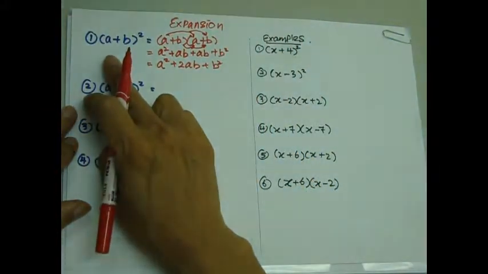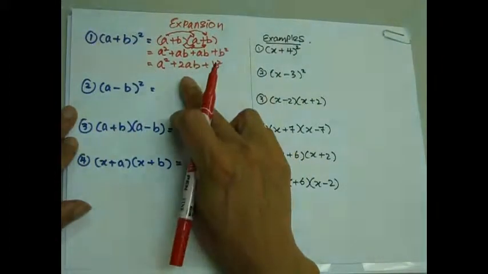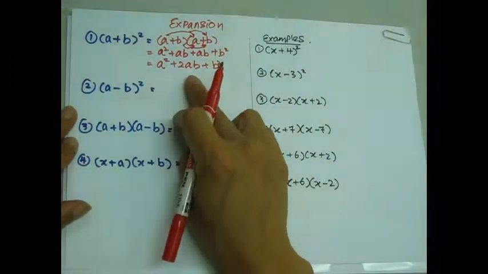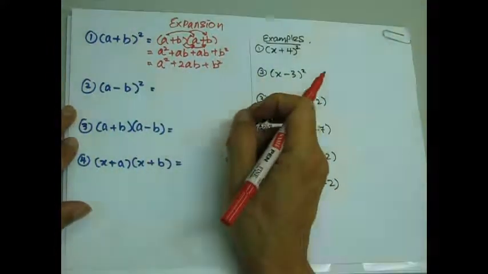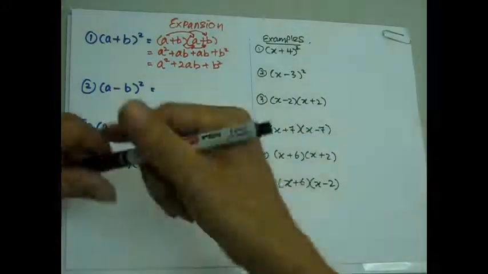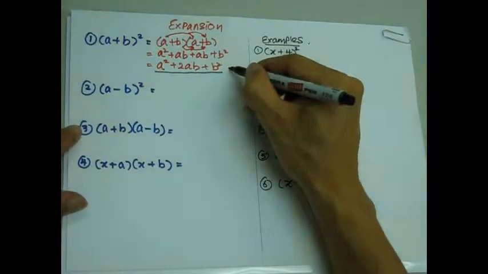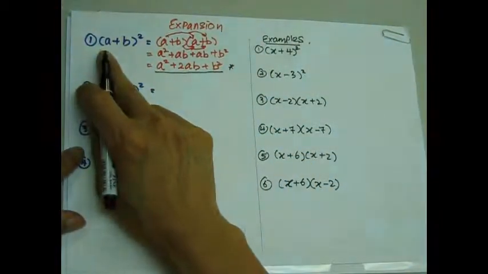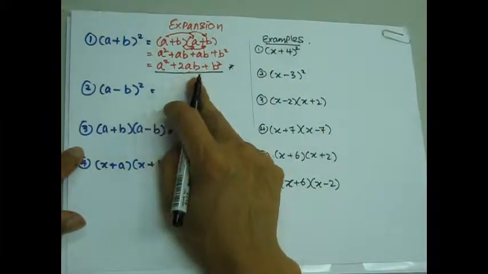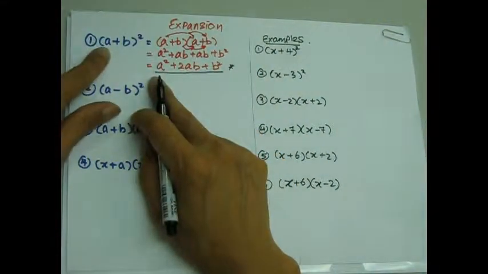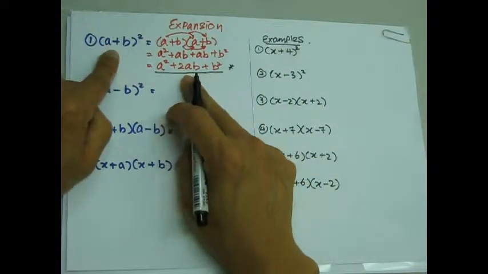So basically the first term is squared, the second term is squared, and the middle term is the product of a and b times 2. So this is important. Every time you see (a + b) squared, you write this as a squared plus 2ab plus b squared. So first term squared, the second term squared, and then twice the product.